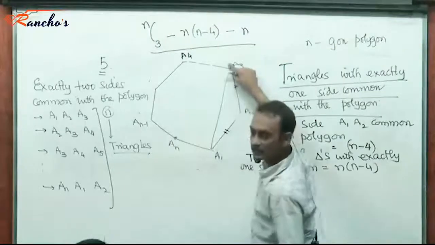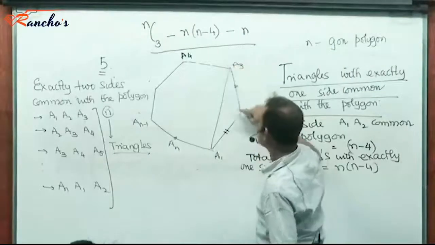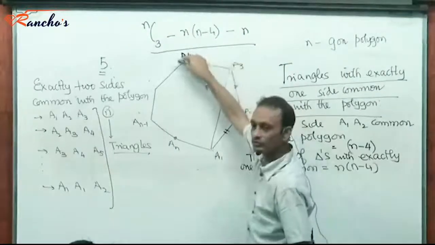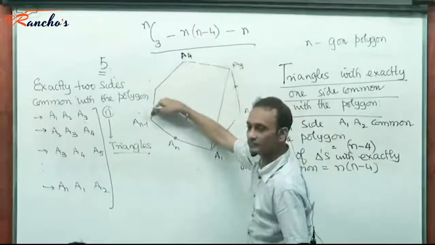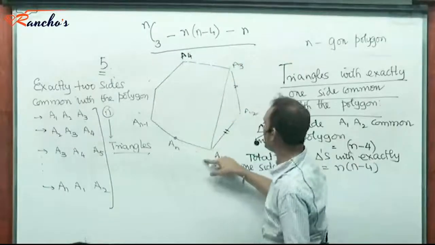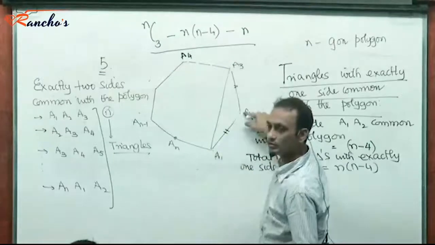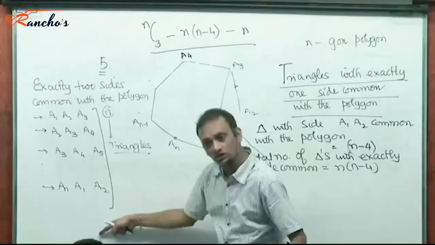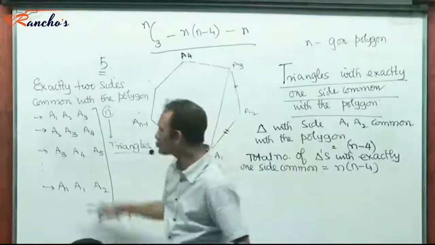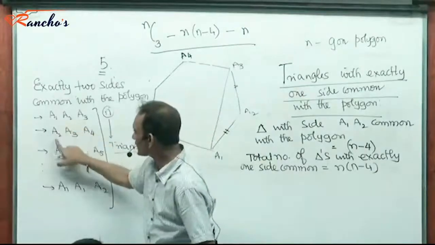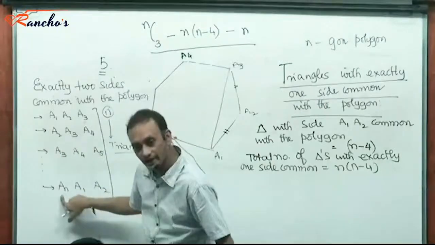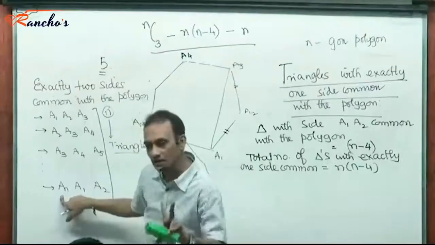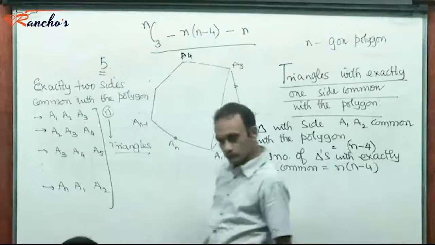Triangles A1, A2, A3 is one triangle. Then A2, A3, A4, then A3, A4, A5, and then the last would be AN, A1, A2. These are all the triangles. I have actually listed out all the triangles for you. These are all the triangles with exactly two sides common. So one triangle, second triangle, third triangle, this would be the nth triangle. So n triangles with exactly two sides common with the polygon.